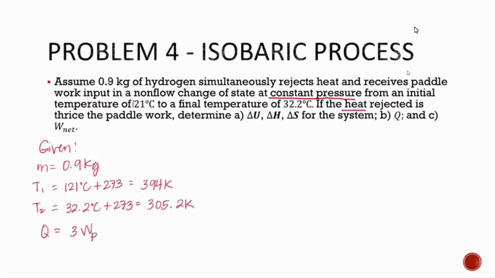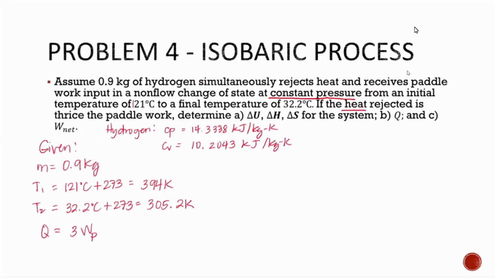So, from the hydrogen table, since gagamit tayo ng CP and CV, okay? So, ito yung gagamitin natin for hydrogen. Okay, the value of CP, 14 kilojoules per kilogram Kelvin. Then yung CV is 10.2 kilojoules per kilogram Kelvin.